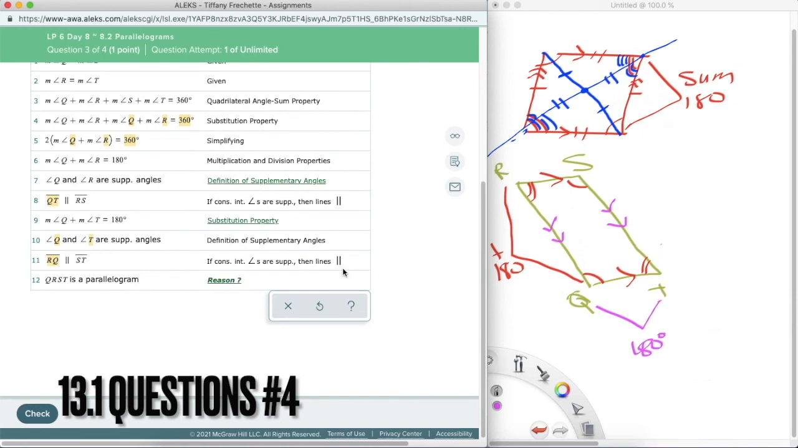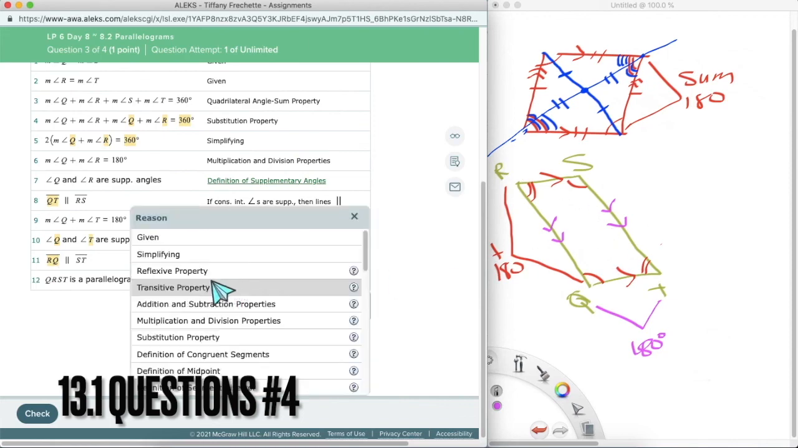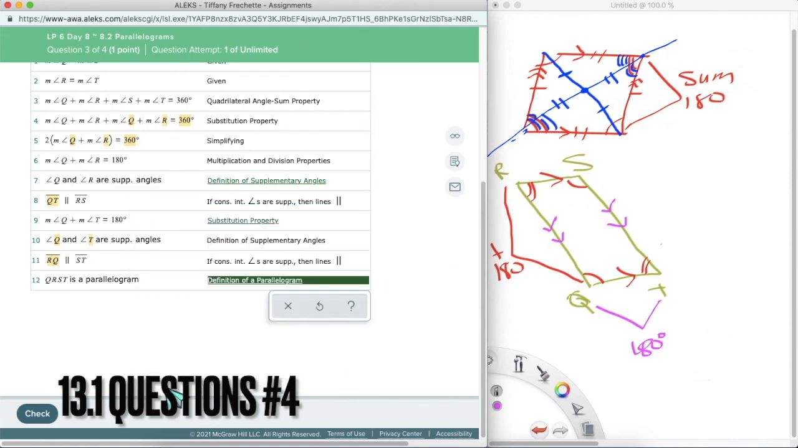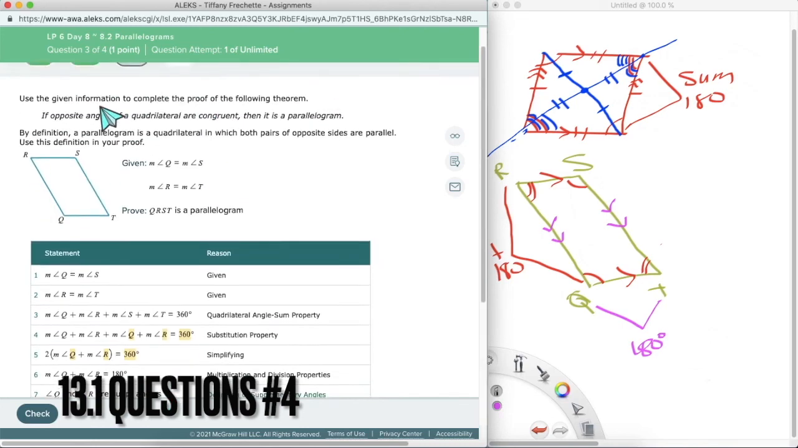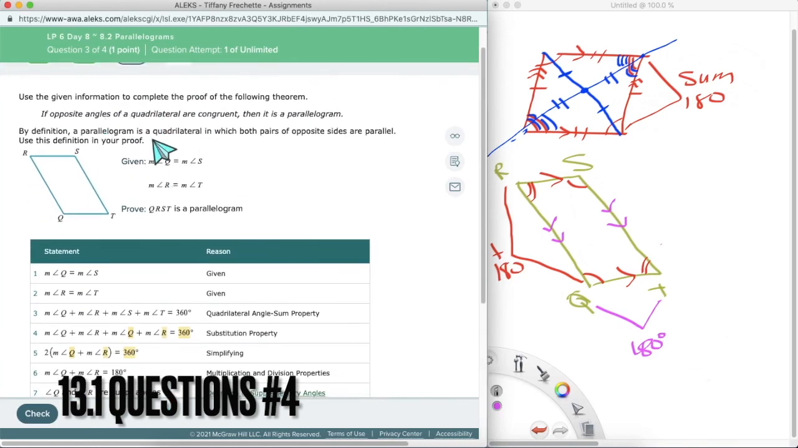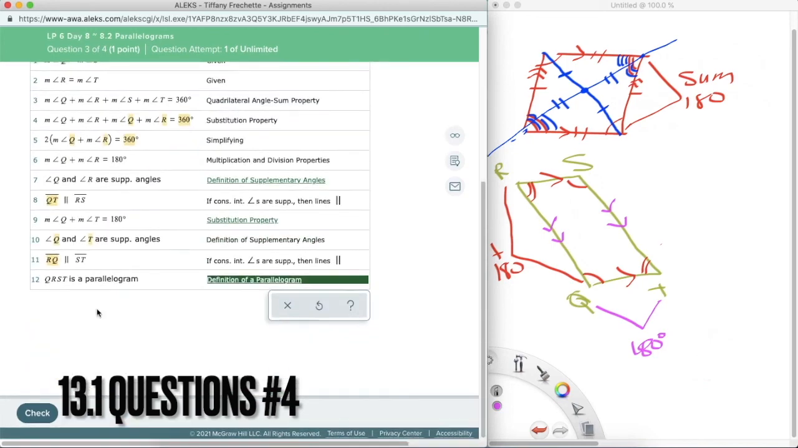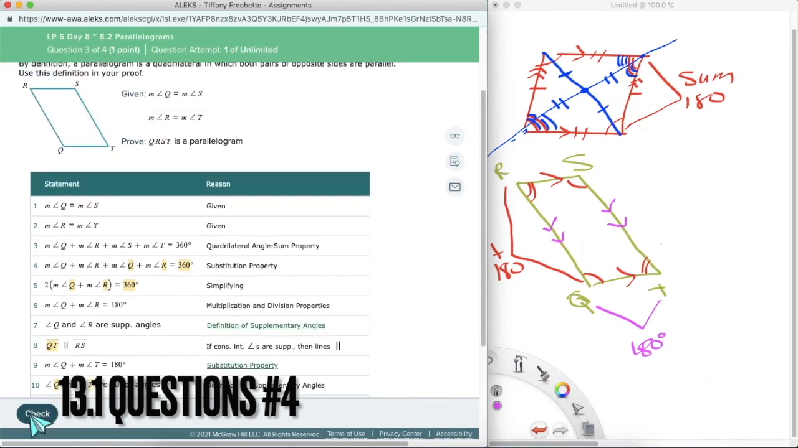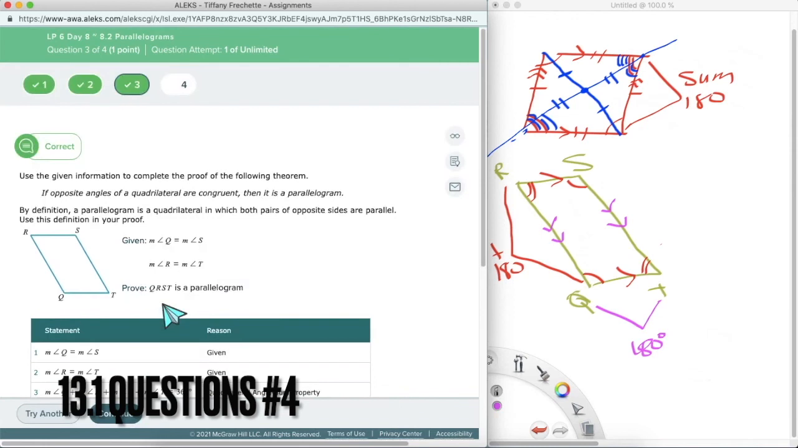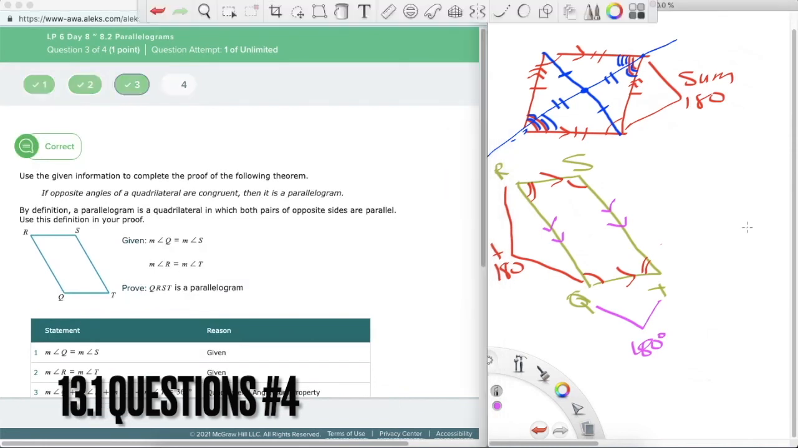So now we just showed opposite sides are parallel. So again, we're trying to get to that definition. And it again told us that. I didn't read that part again, but it told us to use that in the proof, that definition. We were trying to get to that piece. Here we go. All right. Last one here.